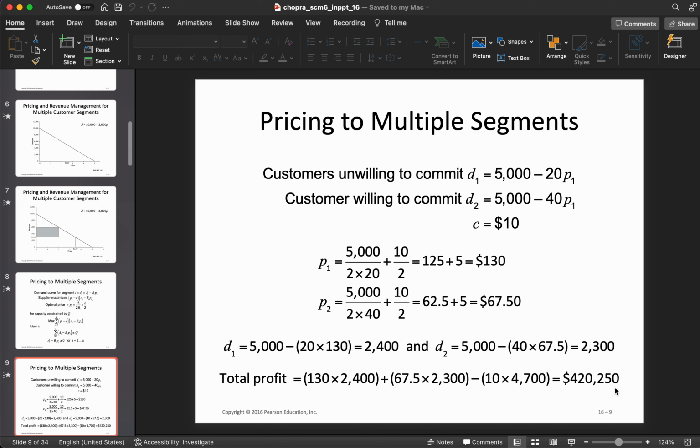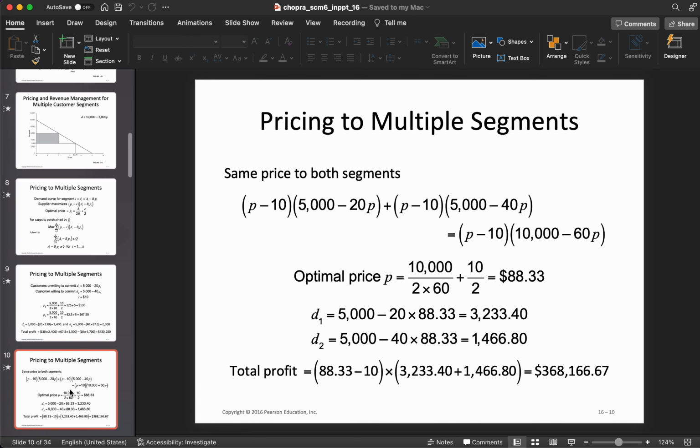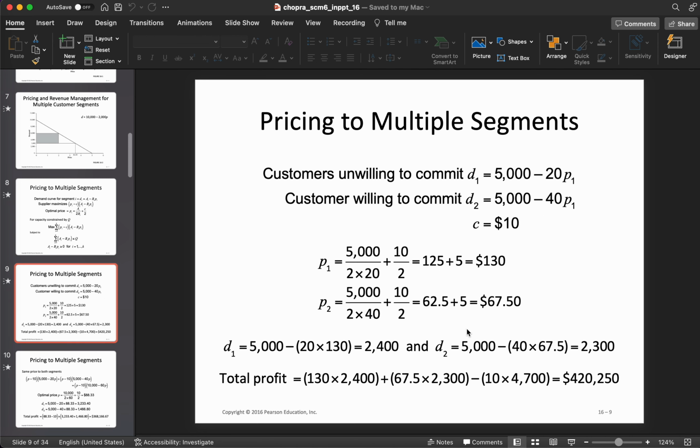Now, going back to the problem, what if we have a capacity of 4,000 only? What if we can only sell 4,000 units? Then what do we do? If we can only sell 4,000 units, then we will have to use the Excel solver to solve this problem, right?